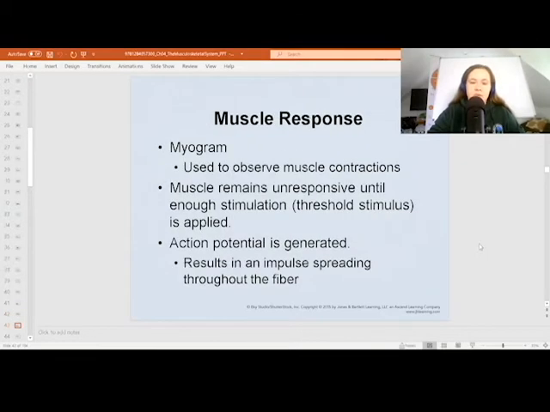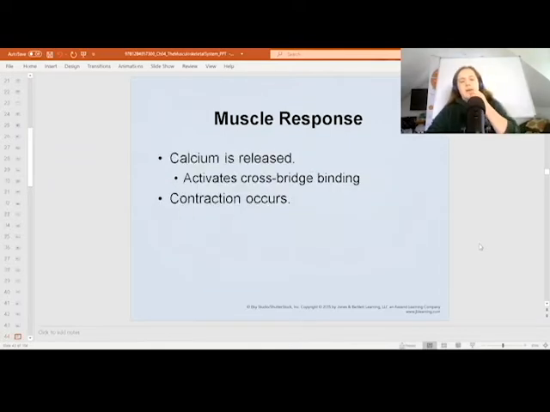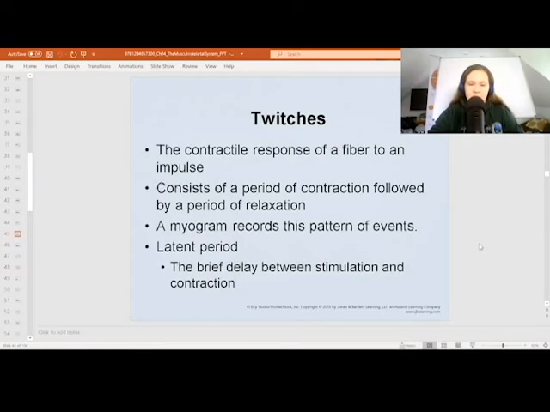The muscle response is observed with a myogram, used to observe muscle contractions. The muscle remains unresponsive until enough stimulation, the threshold stimulus, is applied. An action potential is generated and results in an impulse spreading throughout the fiber. Calcium is released. This activates cross-bridge binding and contraction occurs. Twitches are the contractile responses of a fiber to an impulse. This consists of a period of contraction followed by a period of relaxation. A myogram records this pattern of events.